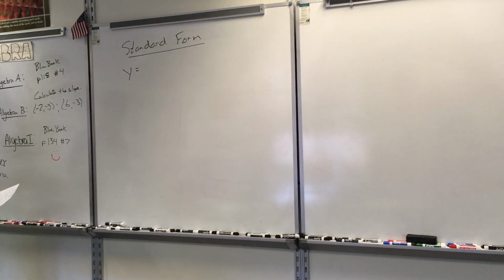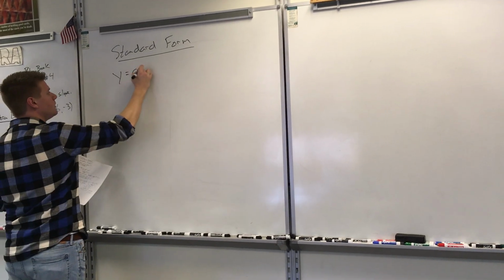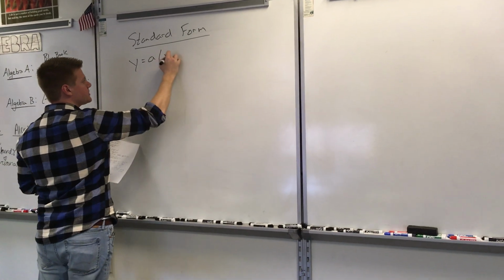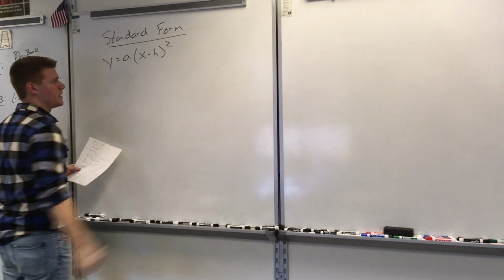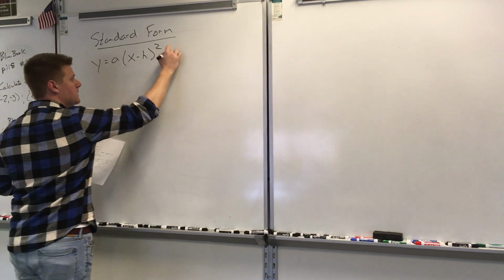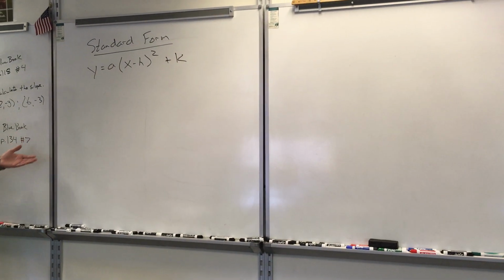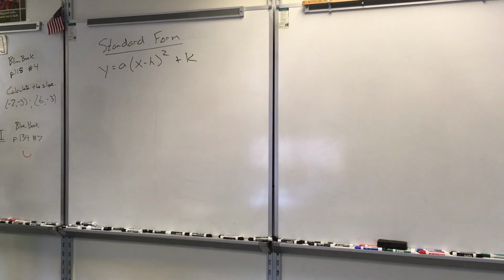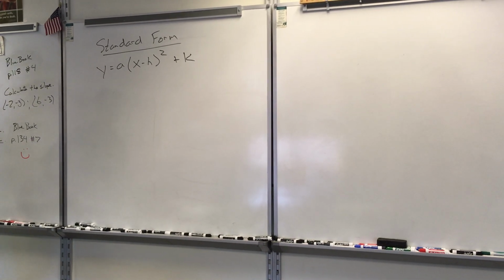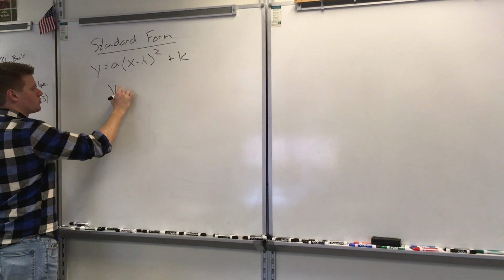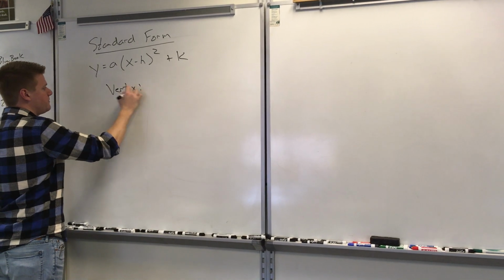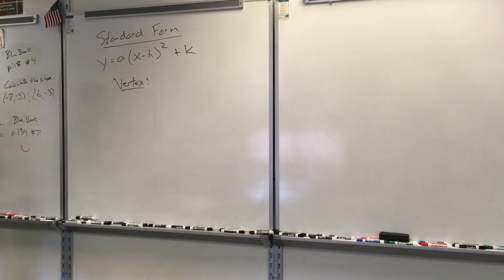So standard form of a quadratic is A times the quantity x minus h, quantity squared, plus k. Okay. Now, the big advantage that standard form gives us compared to general is that our vertex is readily available to be read off at the moment. I don't need a formula to do it.